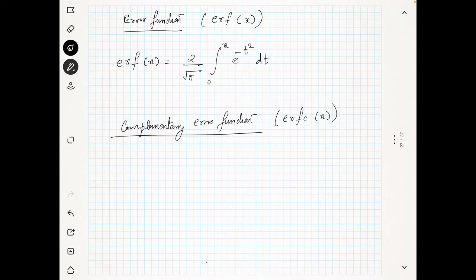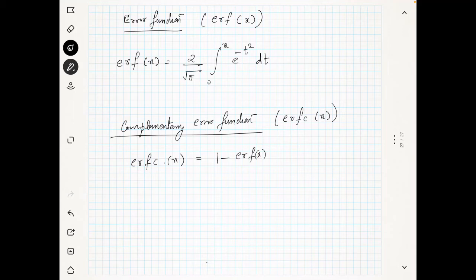So complement means what? You know that for a probability distribution, usually the total area will be equal to 1, right? So erfc of x, that means the complementary error function, is nothing but 1 minus erf of x. That's it, it's the complement.